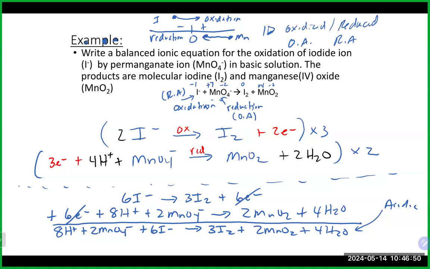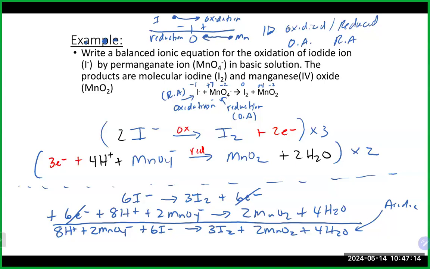We have 8 hydrogens on both sides, 2 Mns on both sides. We have 8 oxygens on both sides and 6 Is. Overall charge on the left there is 0, and overall charge on the right is 0. So this would be balanced in acidic conditions if I were done at that point. Any questions up to there?